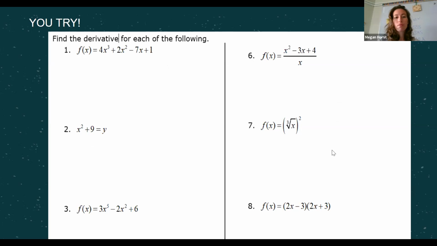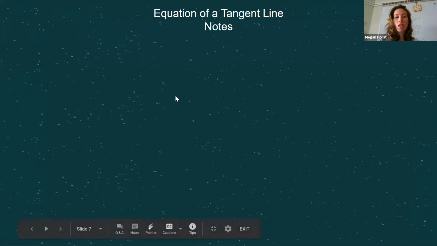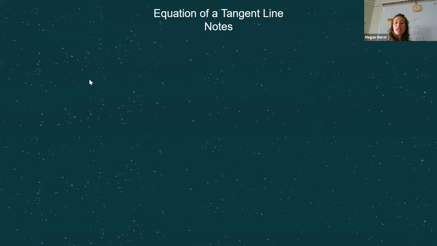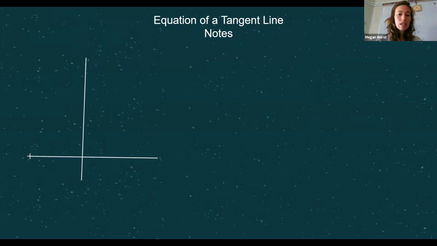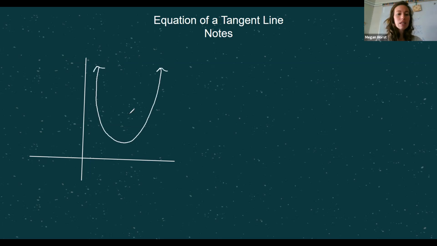All right, the next thing we just need to talk about, and you don't really need to take notes on this per se, I just kind of wanted to mention it. We talked about a little bit last class, are these equations of tangent lines. So again, the equation of the tangent line is telling us what that linear function is for a tangent line at a given point. So let's say that I had some quadratic that looked like this, and I wanted to know the equation of the tangent line when x equals 5 right here.